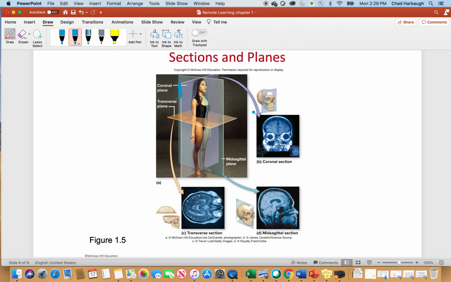The transverse plane, located here. This transverse plane is important because it divides the superior versus the posterior divisions of the human body. And finally, the mid-sagittal plane, which runs right down the center of the body. This mid-sagittal plane is important because it divides the right and the left halves of the body.